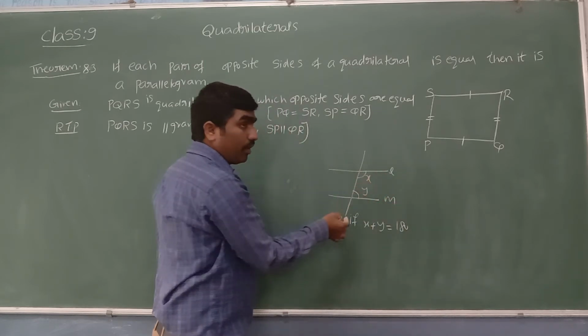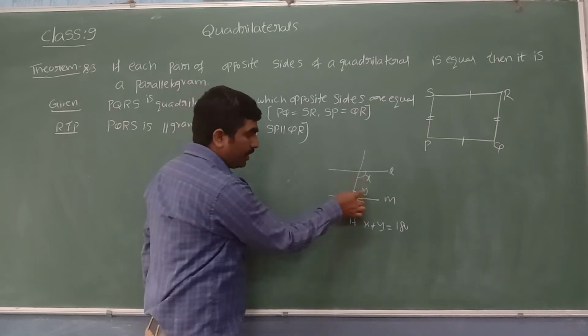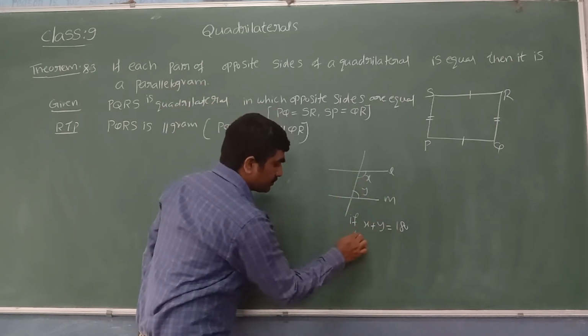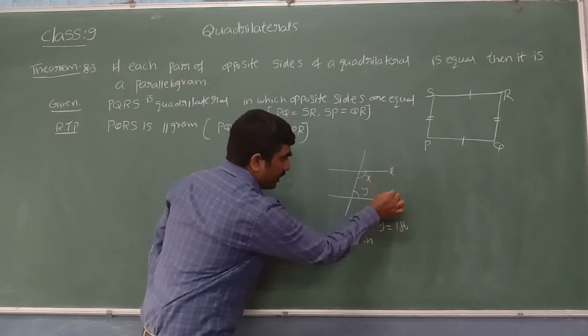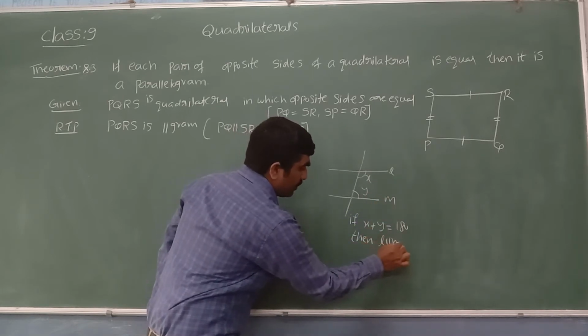X and y are called co-interior angles. Sum of co-interior angles are supplementary. Then we can say that lines are parallel. L is parallel to M.